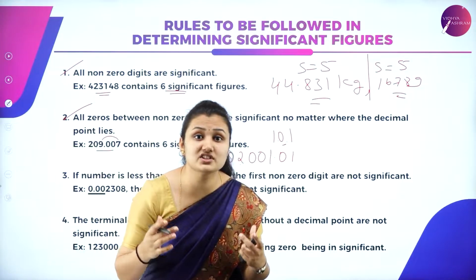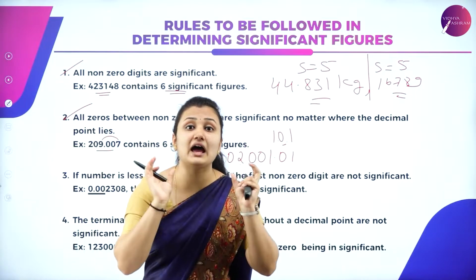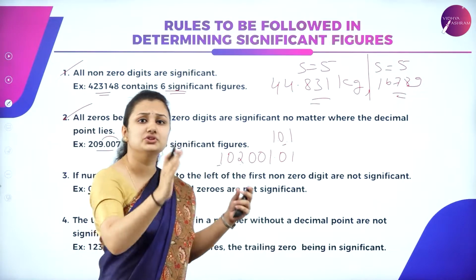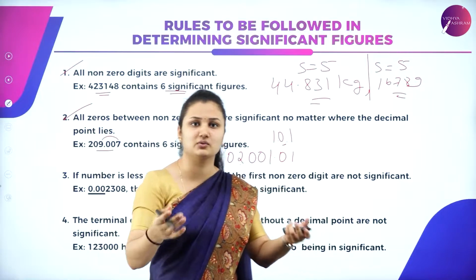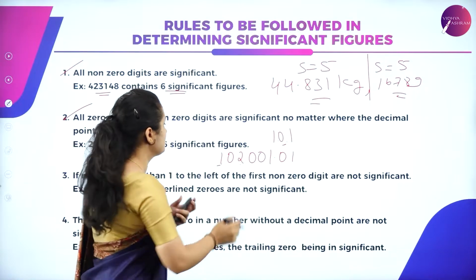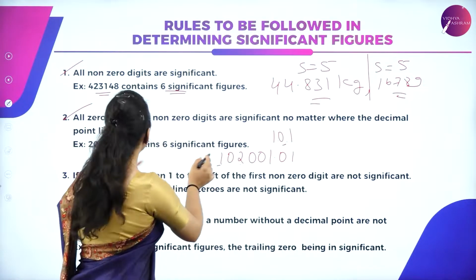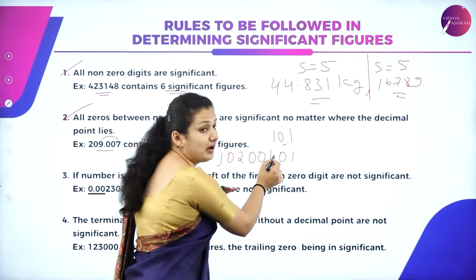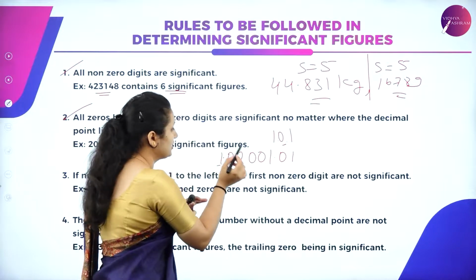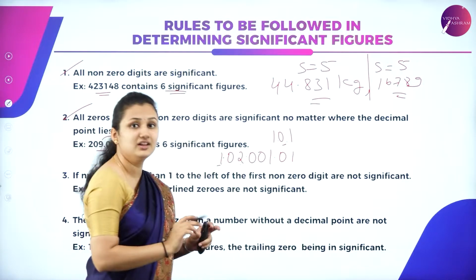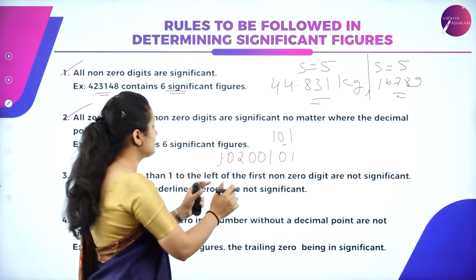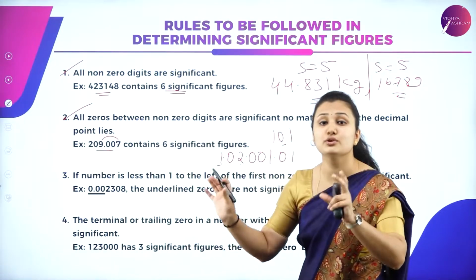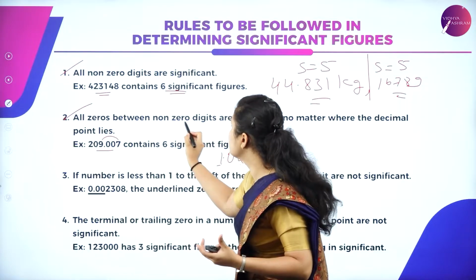What is a non-zero digit? A digit which has a definite value in the number system. Example 1, 2, 3, 4, 5, 6. It can be anything which has a definite value. So 0 is coming between two non-zero digits, and the decimal point might be here, or here, or here. That doesn't matter. So the decimal point doesn't matter in rule 2. All that matters is that 0 should be between two non-zero digits.